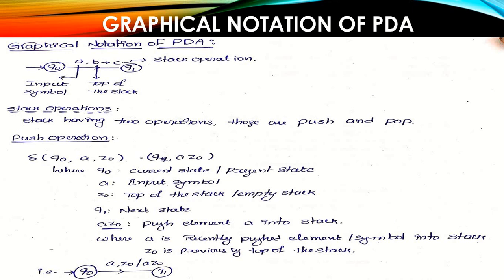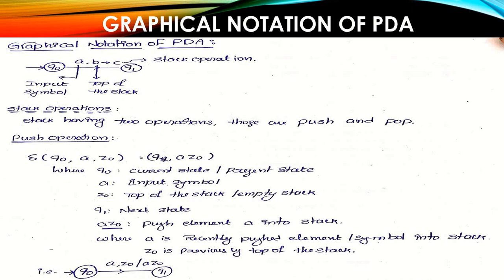In the graphical notation of pushdown automata, each transition is labeled with three symbols. The first symbol is the current input symbol, that is, the symbol we are currently reading from the tape. The second symbol is the current top of the stack, that is, which symbol or value is at the top of the stack at present. And the third symbol is the operation.